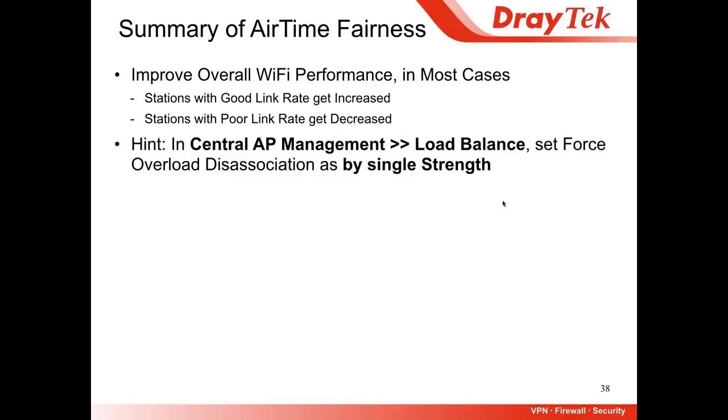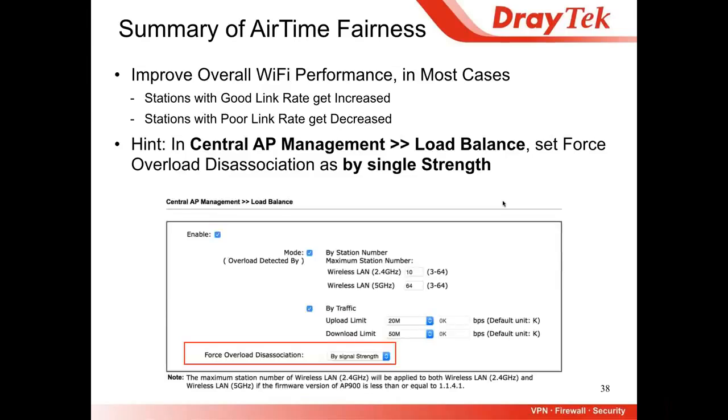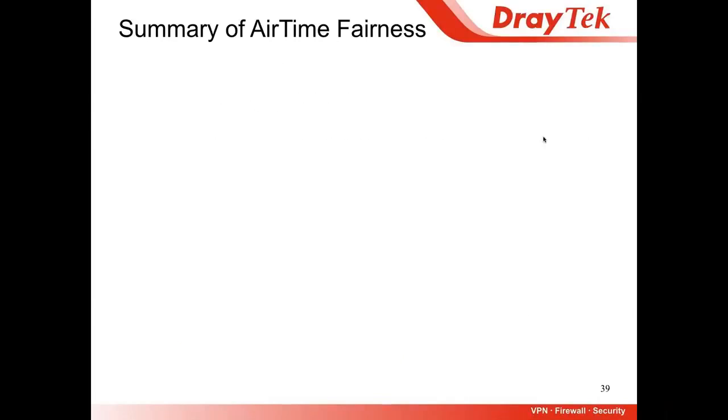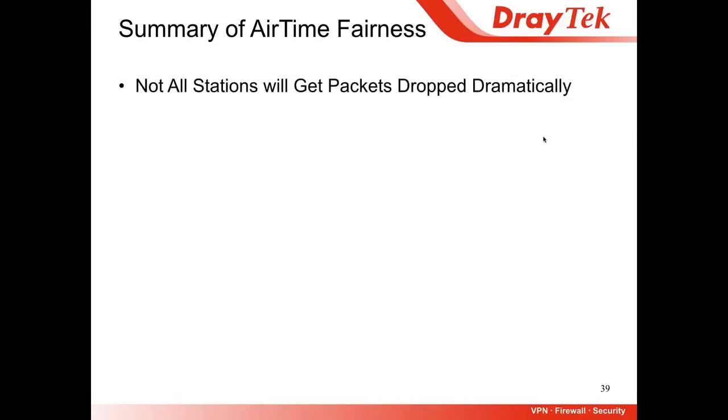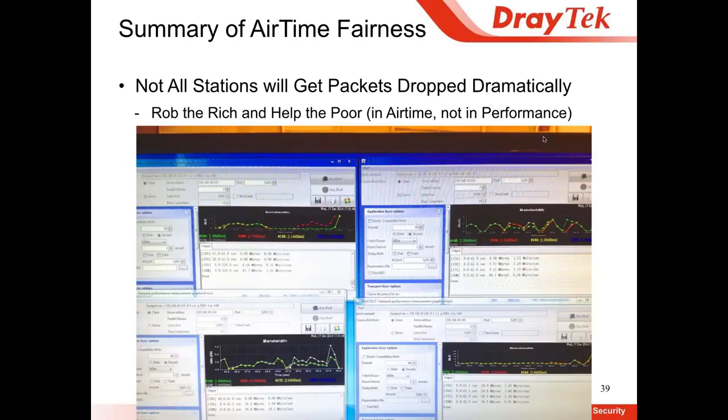So there's a hint. In the central AP management load balance, we can set the force overload dissociation by signal strength. So it keeps the stations finding the APs with good link rate, so we can avoid the cases where stations with poor link rate decreased. Summary number 3. Not all stations got controlled. We can say the airtime fairness is actually robbing the rich and helping the poor in the airtime, not in performance. Let's take a look at this group's performance result again.